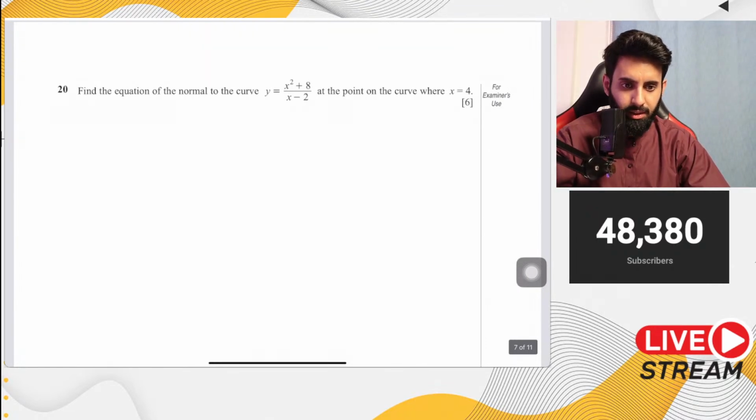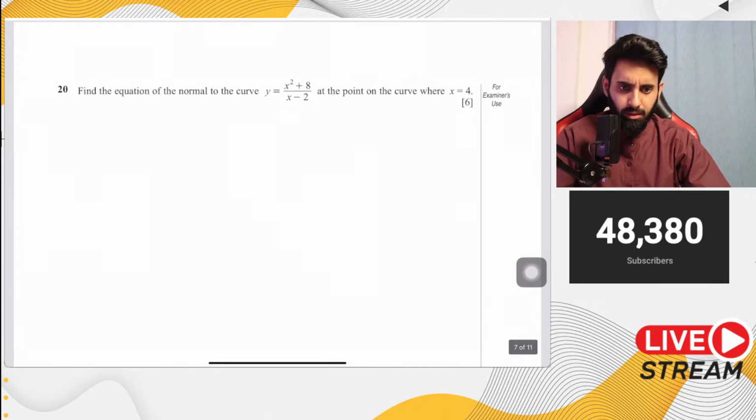Sir, can we find the coordinates of D by simultaneous? Yeah, you can totally do that. You can find the coordinates of D by solving them simultaneously.